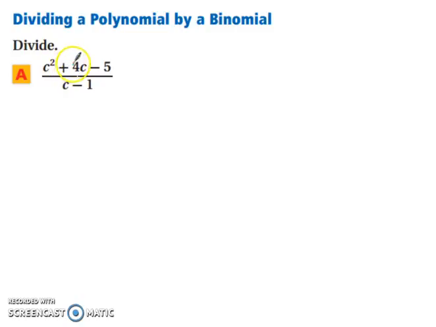So we have c squared plus 4c minus 5. So we want to factor our numerator and denominator if possible. So our numerator, we're going to be left with c. We want two numbers that multiply to give us negative 5, but when we add them, give us 4. So we want positive 5 and negative 1. And that's going to be over c minus 1. So there's a common one in place, so we cross those off, and we're left with c plus 5.